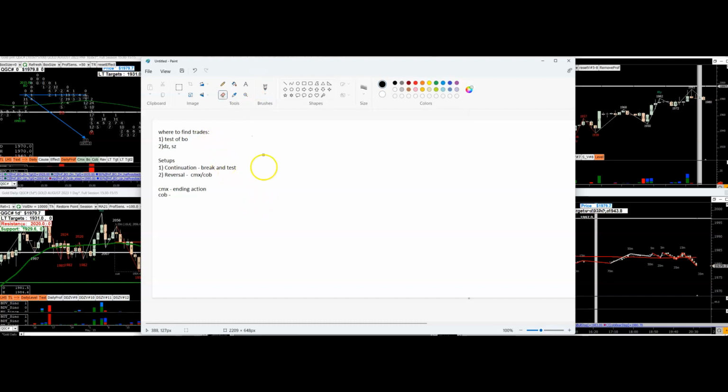Oh, let me take a step back. Break and test, right? So that's the test of the breakout. What do you look for here? You are looking for a high volume brick or bar, that high volume node, whatever that high volume thing is. And for the reversal, you're looking for climax and change of behavior. All right, that's what I am trying to convey to you.